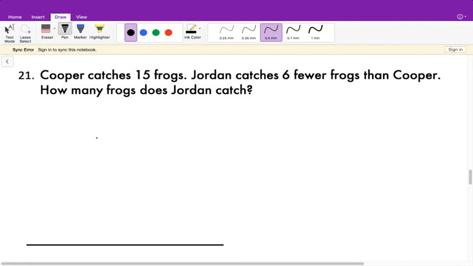Okay, so in this problem right away, I see there are 2 people. These people are catching some frogs. So since there's 2 people, that makes me think this could be a part whole, or it could be a start change result or a compare. Now, if it was a start change result, someone would be getting more or giving some away. And I don't see that happening in this problem.